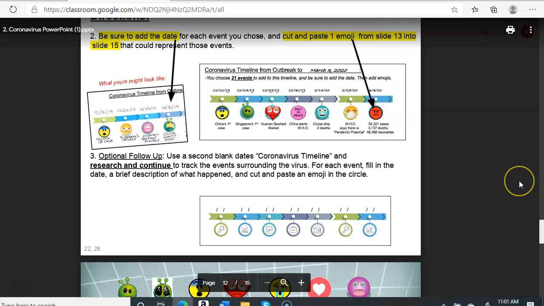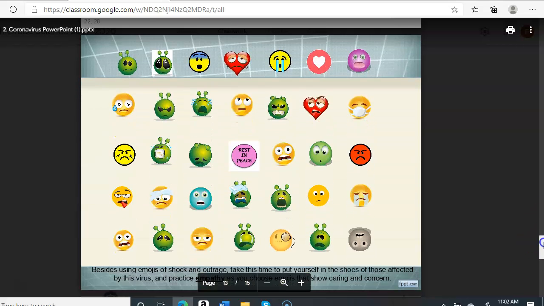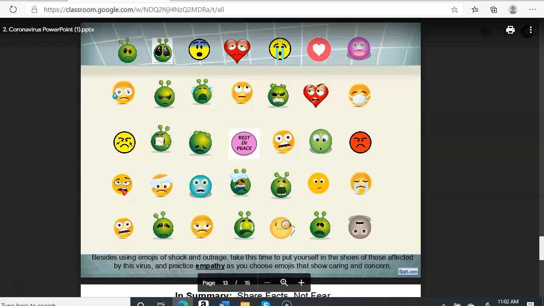Optional follow-up, use a second blank, dates coronavirus timeline, and research and continue to track the events surrounding the virus. For each event, fill in the date, a brief description of what happened, and cut and paste an emoji in the circle. Emojis.